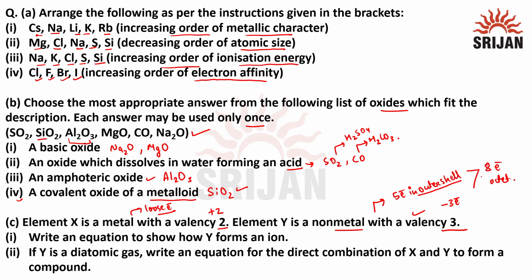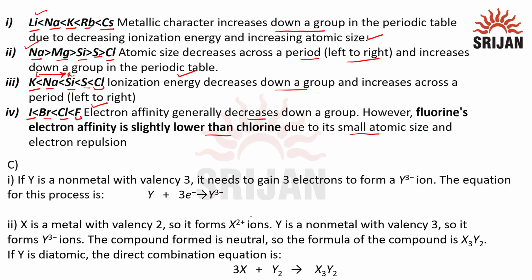So the first question asked here is, write an equation to show how Y forms an ion. The answer is, if Y is a non-metal with the valency 3, it needs 3 electrons to form the Y3 negative ion. The equation for the process will be Y plus 3 electrons forms Y3 negative ion, or we can say Y anion.